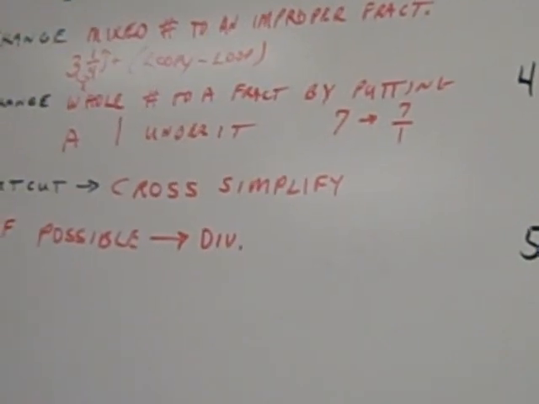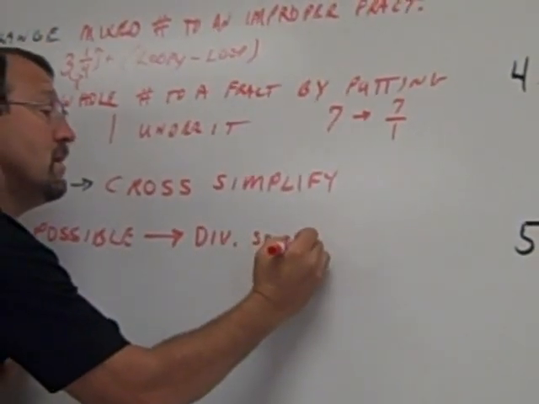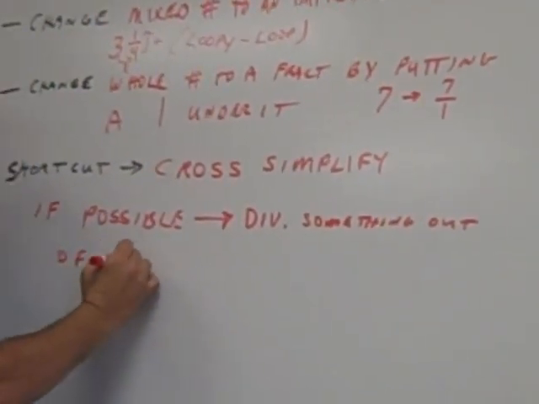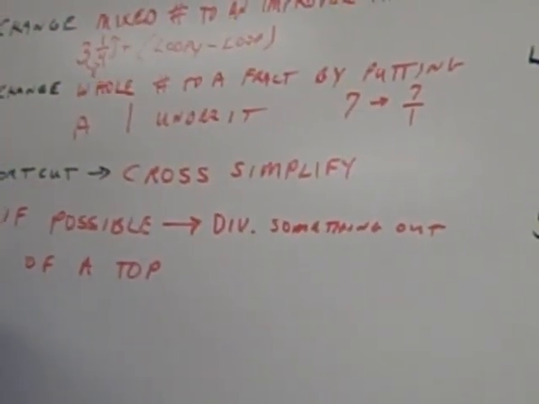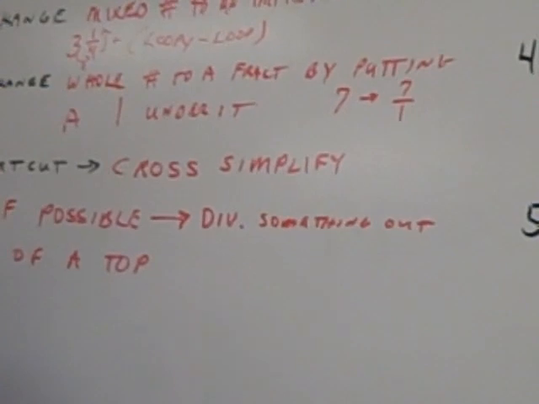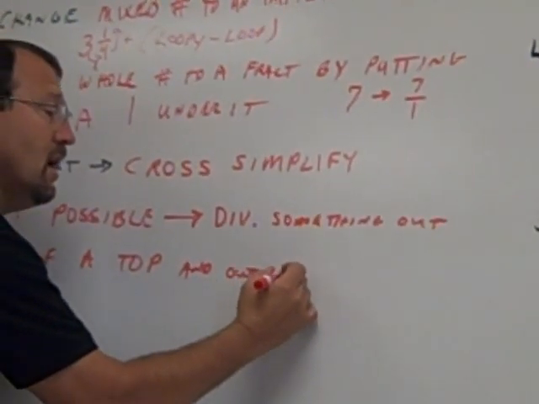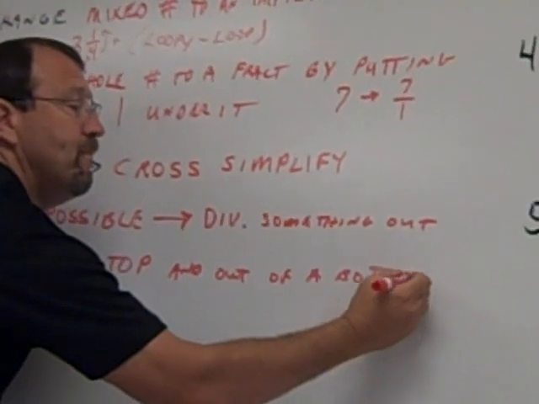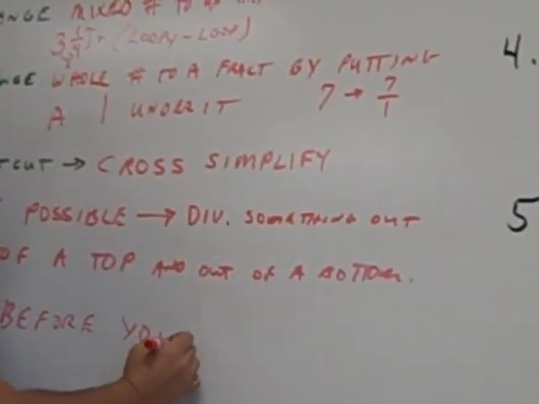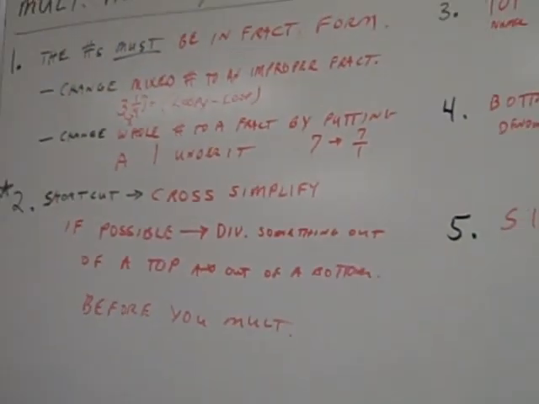Divide something out of a top and out of a bottom before you multiply. I'll explain that. If it's still confusing, I'm going to show you, and you're going to be going, oh, this is awesome stuff.